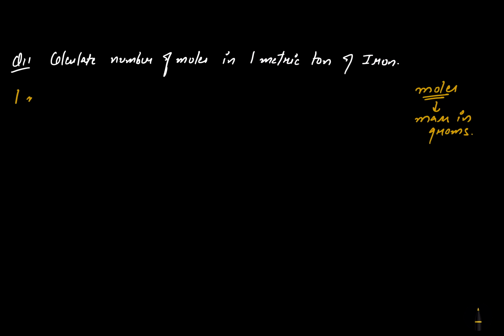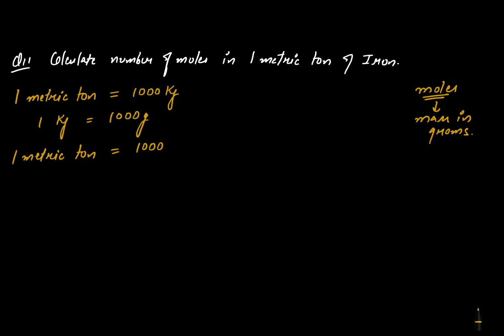Now 1 metric ton has 1000 kilograms, and 1 kilogram possesses 1000 grams. That means 1 metric ton will have 1000 kilograms into 1000 grams. It comes out to be 10 raised to the power 6 grams. So I got 10 raised to the power 6 grams in 1 metric ton.